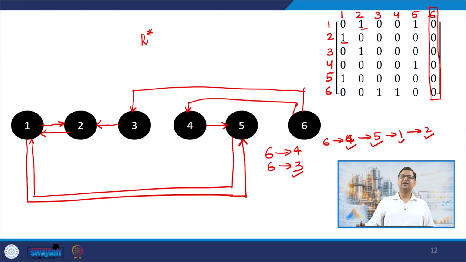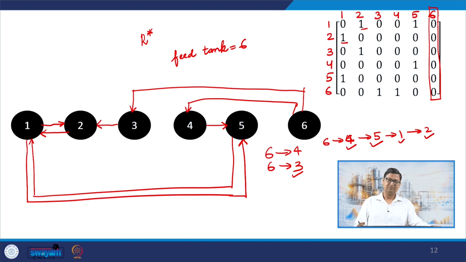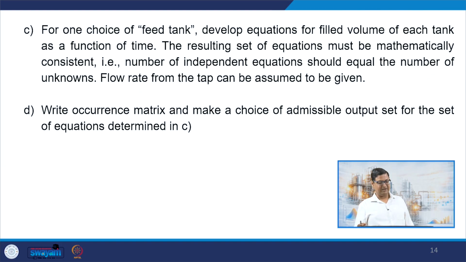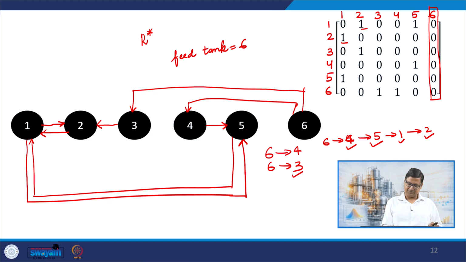The same is not true for any other vertex. They all have ancestors, but only for 6 there is no ancestor. So the feed tank must be 6, right? Now how do I go further? Now I have to see whether the tank will get full or not. Ideally, we can imagine that if I wait long enough, then all the tanks should get full sooner or later. But if I really want to write formal equations, then we basically have to do a material balance on each of the tanks which I am having, right? So let's begin with the sixth tank.